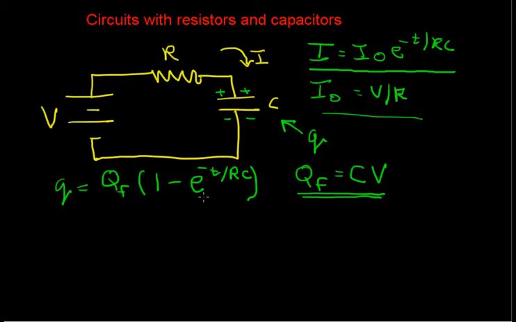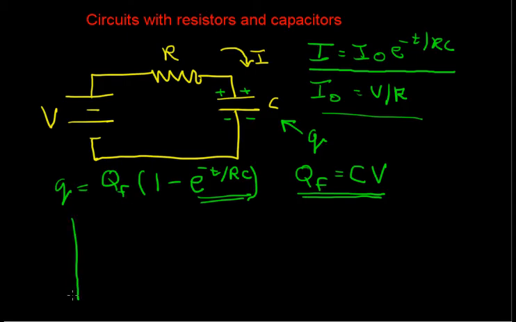And this formula here says that as time increases, the charge builds up from nothing initially. If you put t equals 0, this becomes 1 minus 1, which is 0. And so Q initially is 0. And then as time increases, this term here gets smaller and smaller. And so we approach Q final.